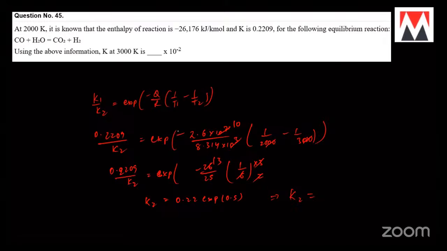Enthalpy of the reaction itself is given positive. So Q is given as minus 26.176 megajoule per kilomole, so it is again positive. So you get minus. So K2 is exponential minus 0.5 into 0.22, which is 0.592. Sorry, this is 0.592 into this one is 0.131.